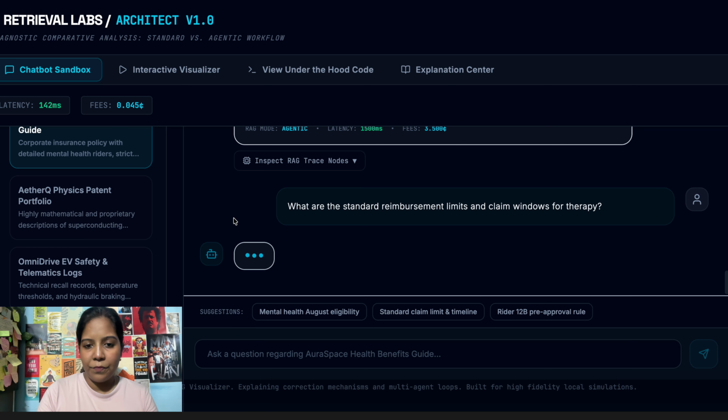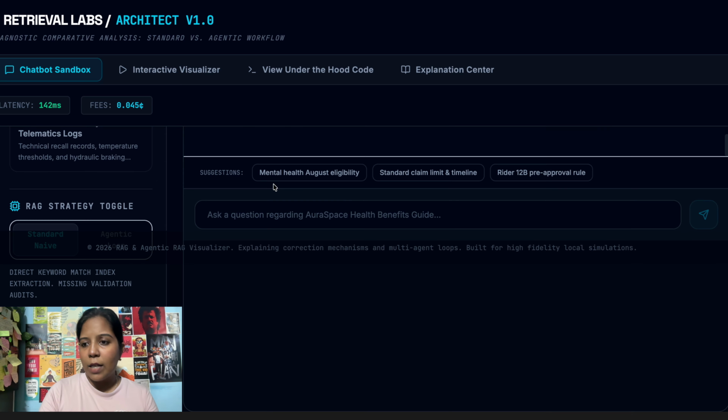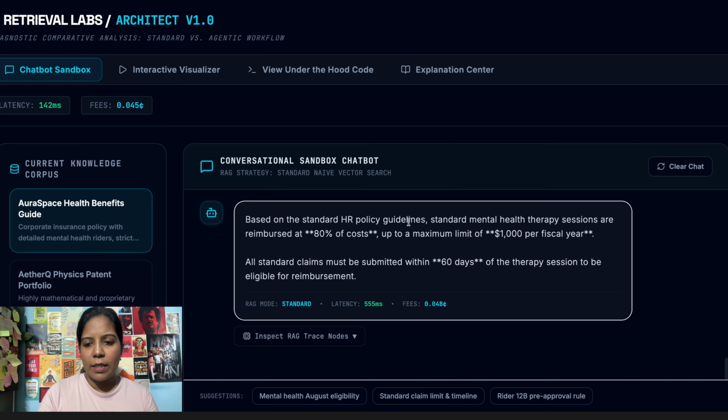When I give the same query to the standard one, expecting it to give a straightforward answer instead of in-depth answers, it just gave me the information that it has, straightforward towards the user, and that's all it is.